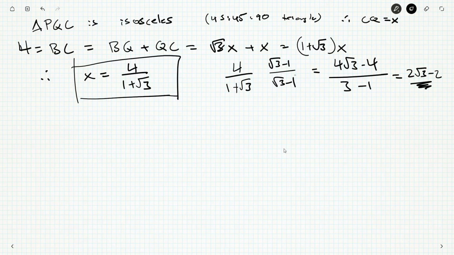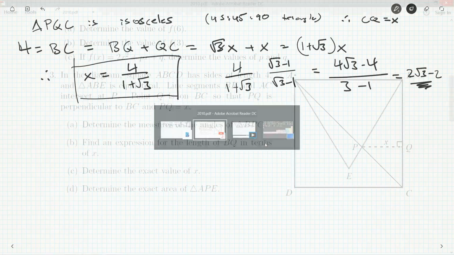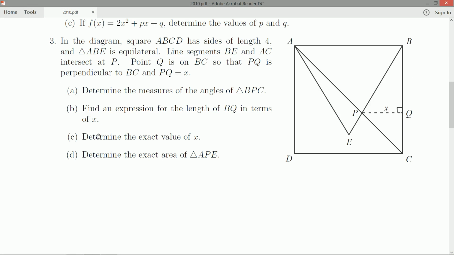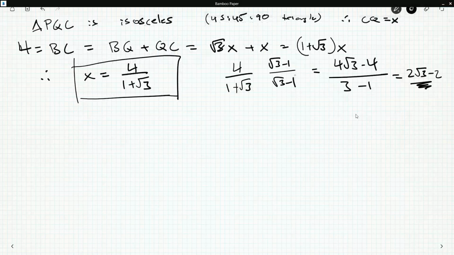Okay. So that gives us our value for x. And yeah, so we still have the C part to do. That's what we've got to do. C part: determine the exact value of x. We did that. We've got two expressions for it, actually. Determine the exact area of triangle APE. So this leftover bit. Interesting. Okay, I think I'm going to have to redraw my picture here.